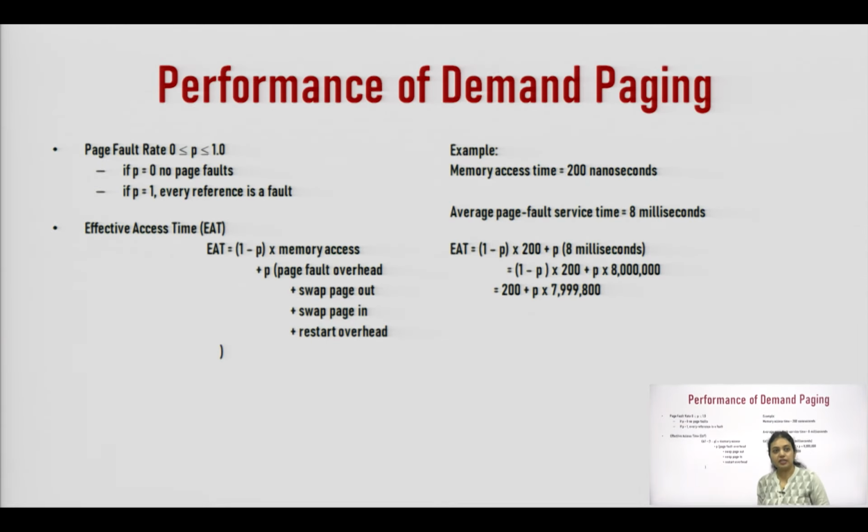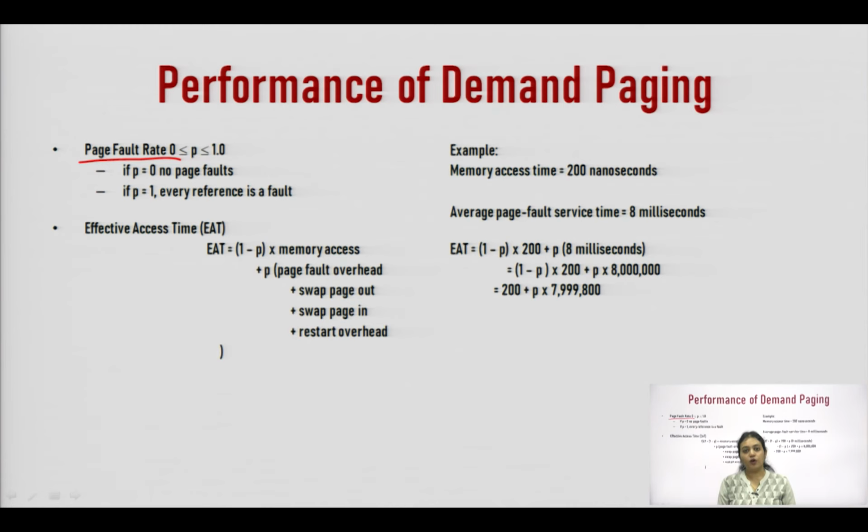Now, then comes the performance of demand paging. Till now we have seen what demand paging is and how it is actually done, but what about the performance? How do we decide that demand paging is giving us good performance or bad performance? This is decided by a term called page fault rate. Basically, it ranges between 0 and 1.